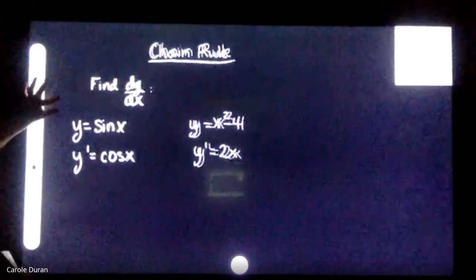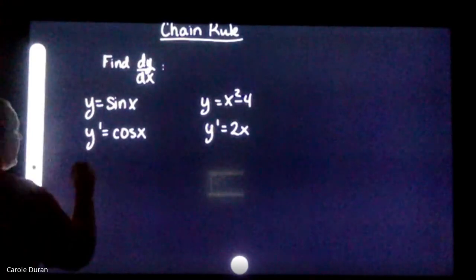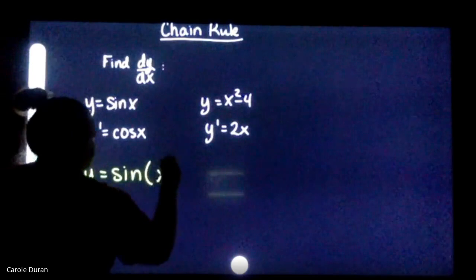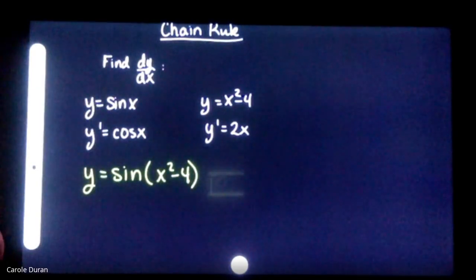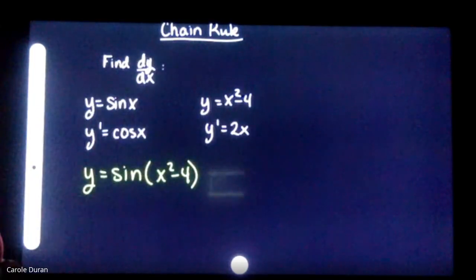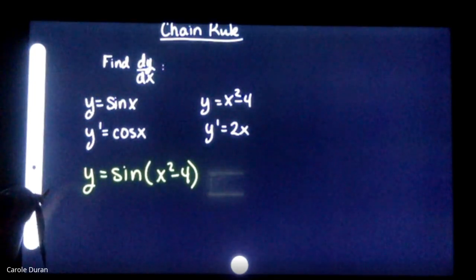But what if I changed it a little bit? For instance, what if I made our original function the sine of x squared minus 4? So what I did is I took this function and I put it inside of the sine of x function. So I essentially created a composite function. Could I just do the derivative like I did before? What do you guys think?